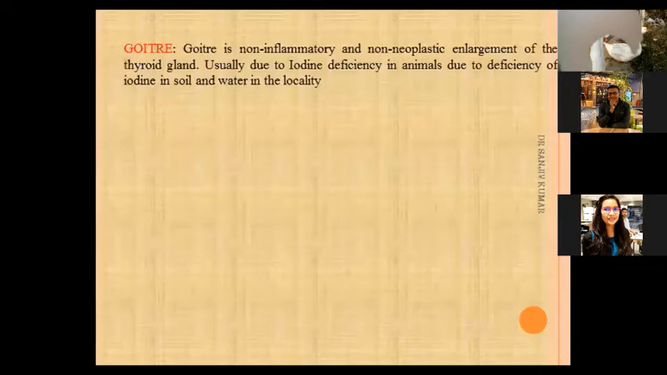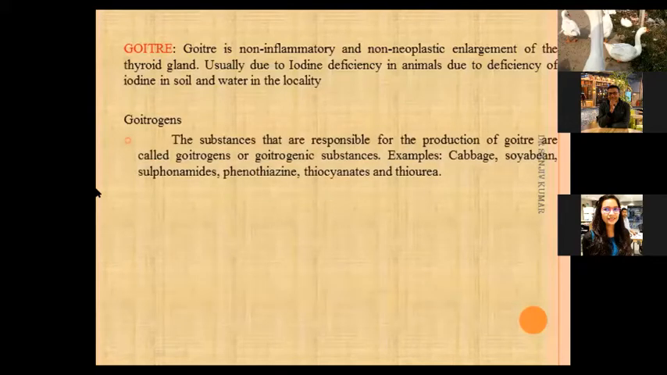In this case, there will be non-inflammatory and non-neoplastic enlargement of the thyroid gland. It is just this. It is not related to the level of thyroxine. It is called goiter. And there are some responsible agents which cause goiter. Those are called goitrogens. For example, this can be cabbage, soybean, some drugs like sulfonamides, phenothiazine, thiocyanates, or thiourea. Some plant products and some drugs can lead to formation of goiter.